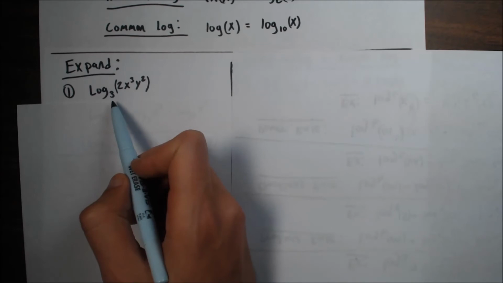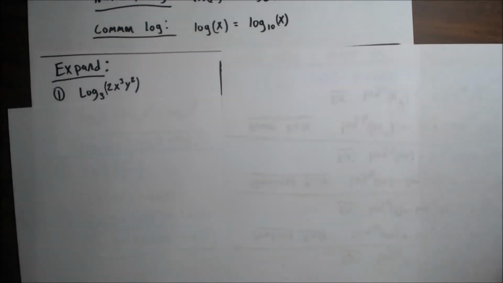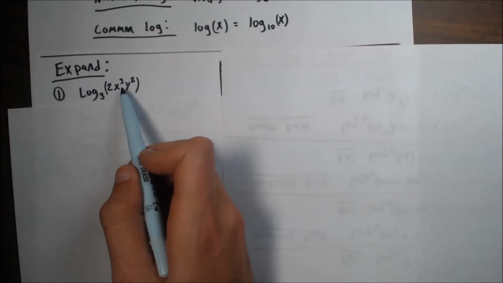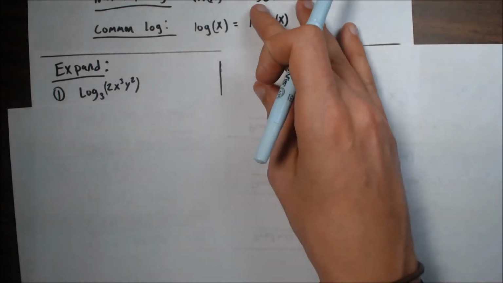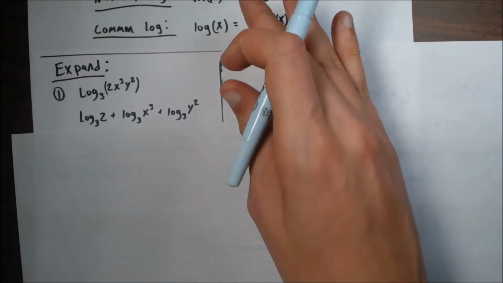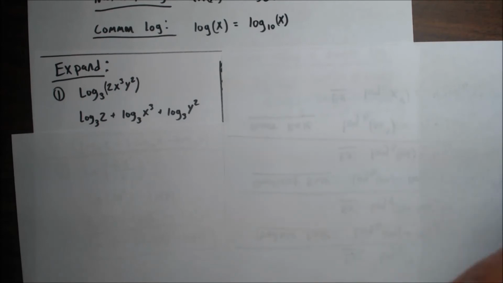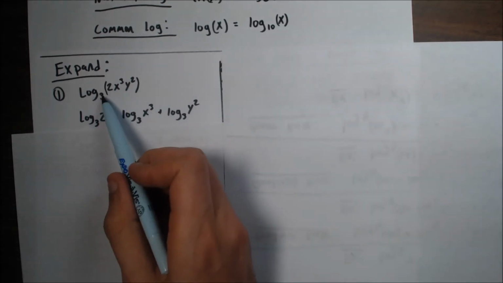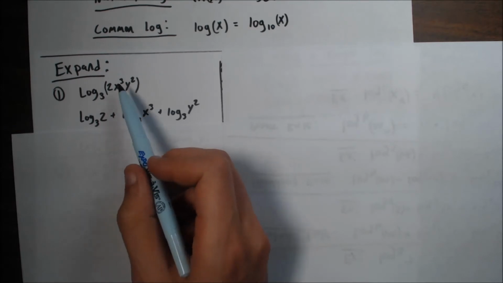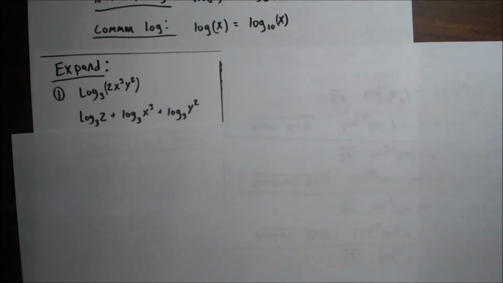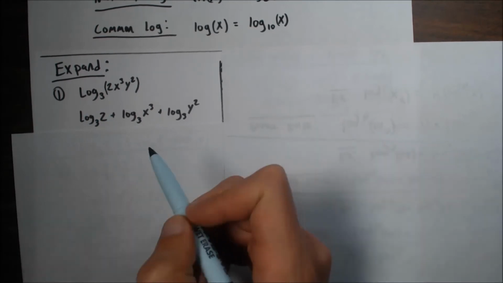Now, log base 3 of 2 times x to the third times y to the second. The first thing I want to do is use the product rule to split up the three products that are here: 2 times x to the third times y to the second. If I do that, I split each of these up into their own logarithms separated by plus signs. They all have the same base as well. Log base 3 of 2, log base 3 of x to the third, log base 3 of y to the second. Okay, and the goal here is you ultimately want only one thing inside each logarithm.